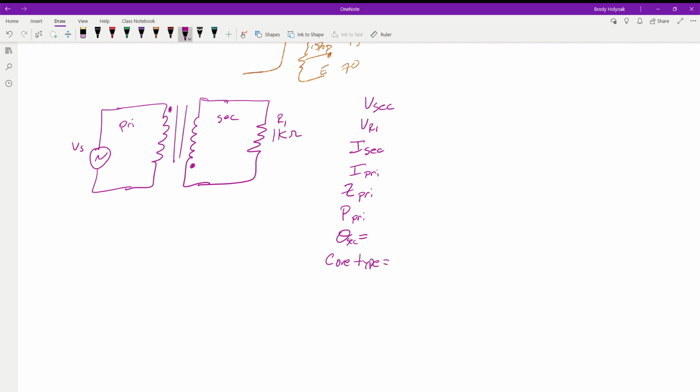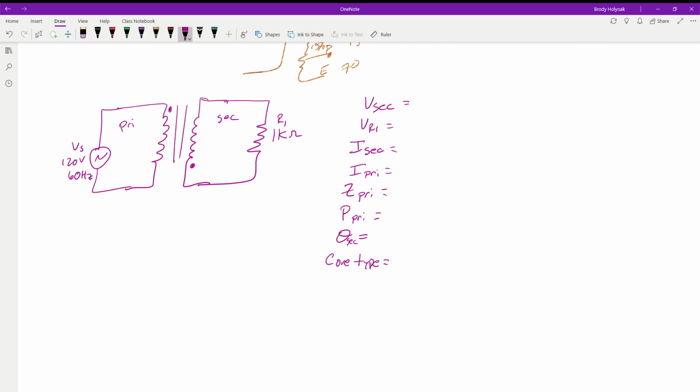And it's just good to know the information, because if we ever have to replace it, the core type is going to be important. So we come back and look at our source. We have 120 volts and we're running at 60 hertz.